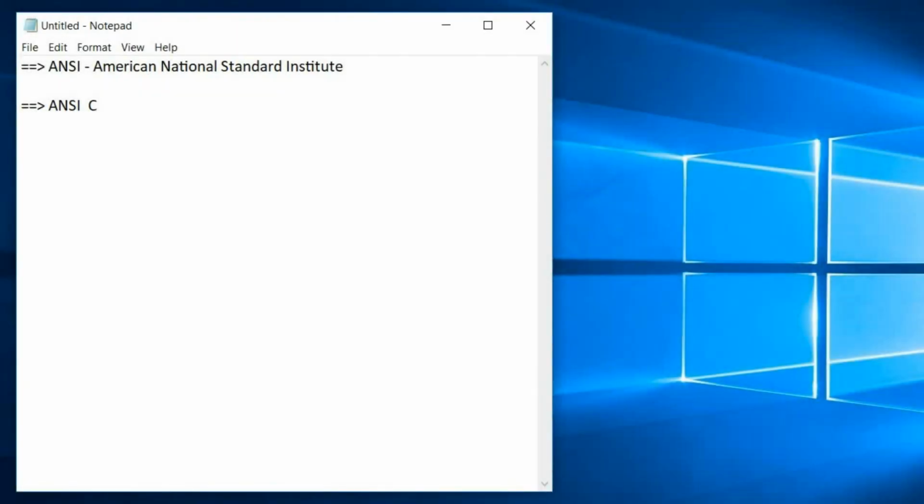To assure that C language remains standard, in the year 1983, the American National Standards Institute, that is ANSI, appointed a technical committee to define a standard of C, who approved a version of C which is now known as ANSI C.